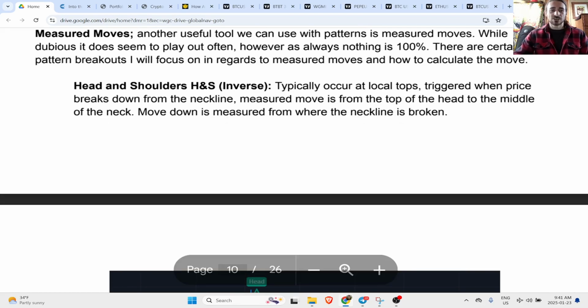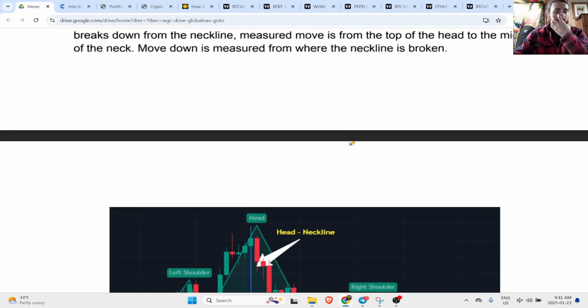So we'll see a head and shoulders move, or an inverse head and shoulders on the flip side. The head and shoulders typically occurs at local tops, where the inverse typically occurs at local bottoms. And then we see here, this is triggered when the price breaks down from the neckline. And the measured move is the top of the head to the middle of the neck. And then we measure that move from where the neckline is broken, and that gives us our target.